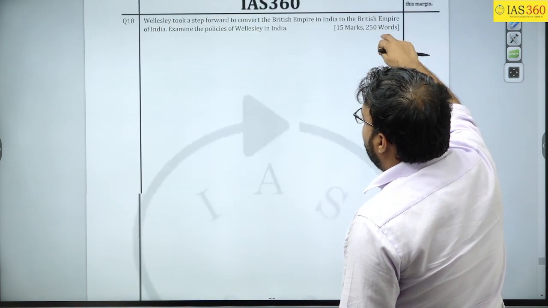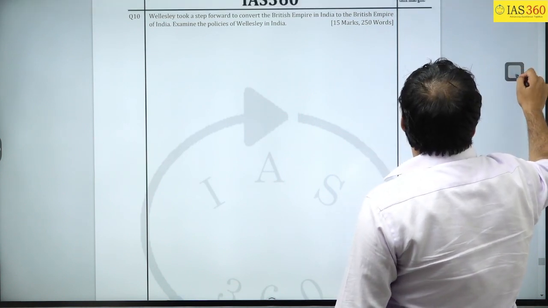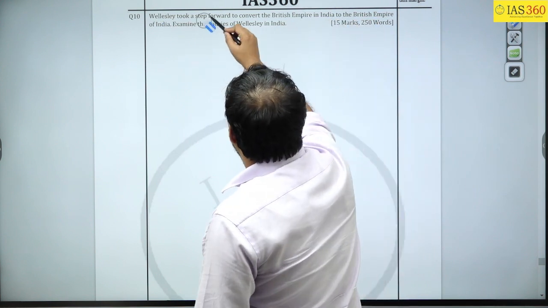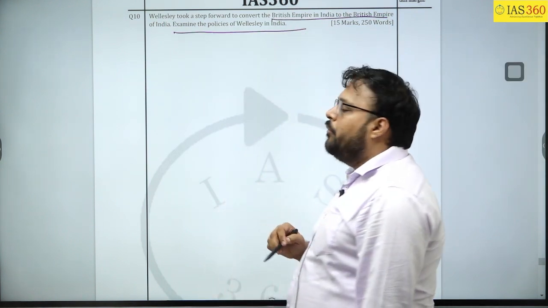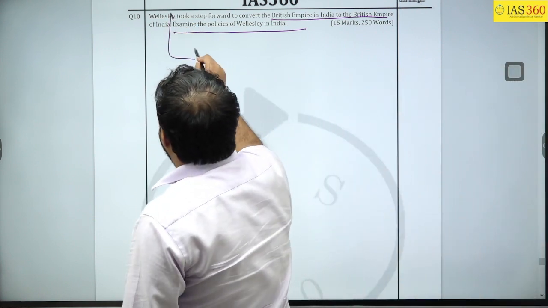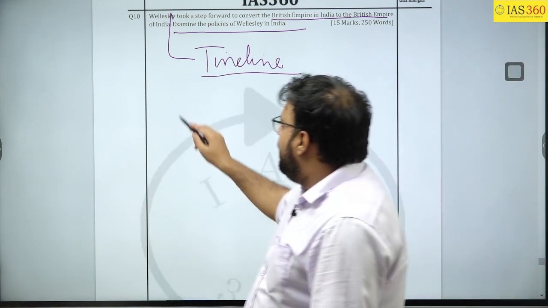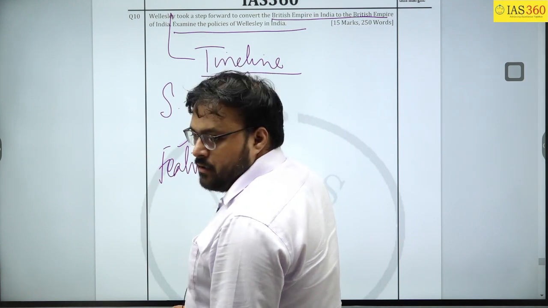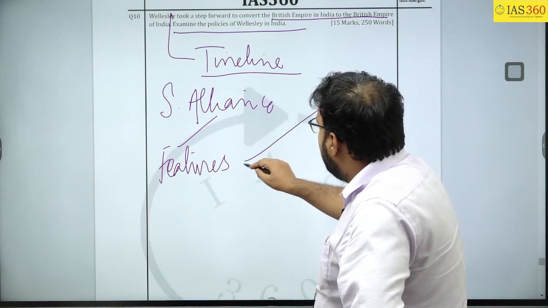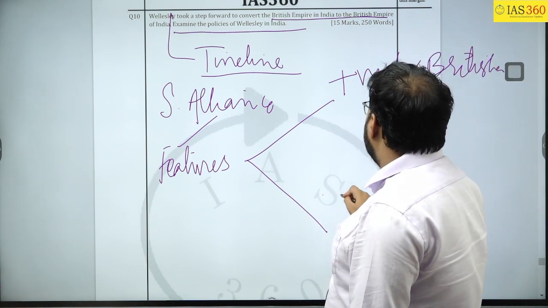Now, the last question is on Wellesley. Wellesley took a step forward to convert the British Empire in India to the British Empire of India. Examine the policies of Wellesley. Again here, you can give the timeline of Wellesley. Then you will talk about the Wellesley subsidiary alliance and its features. After mentioning the features of the subsidiary alliance, you will talk about its positives for the British and its negatives for the princely states.